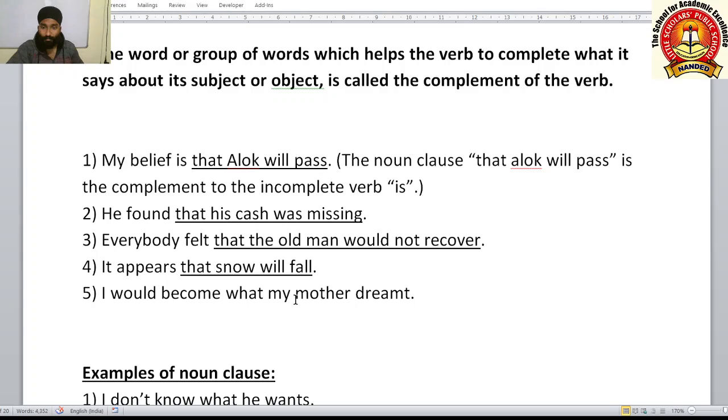I would become what my mother dreamed. I would become what my mother dreamed. So these are intransitive verbs, verbs of incomplete predication. And the group of words, meaning the clause, which completes the verb of incomplete predication is the noun clause which is complement. This is how our noun clause lesson was.